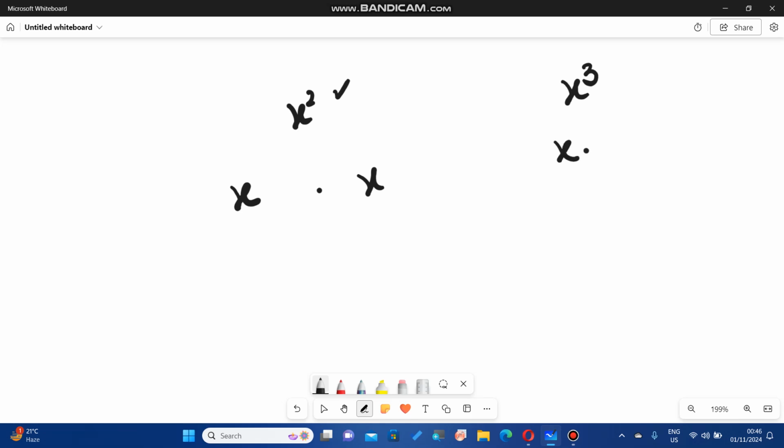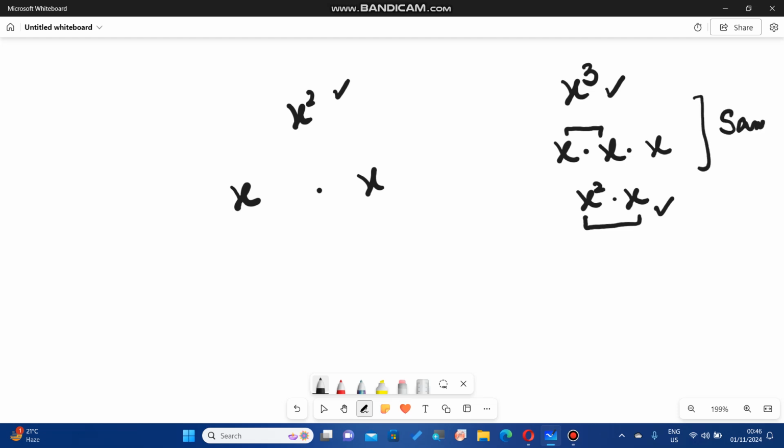We know that we have x squared. What does this x squared mean? This x squared means x times x. Correct? If we have x cube, what does it mean? It means x times x times x. Or you can split it like this: x squared times x. X cube or x squared times x, both of these are the same. This is the collective form of x cube and this is the split form of x cube.